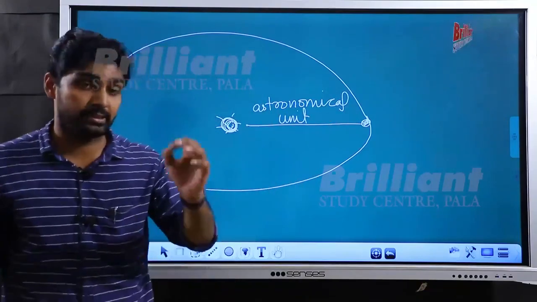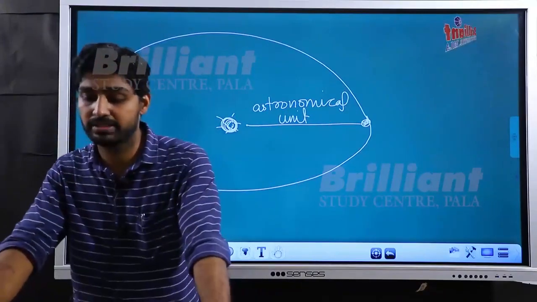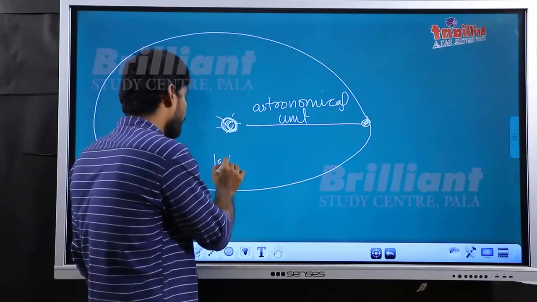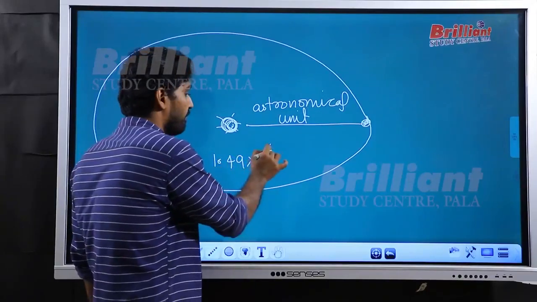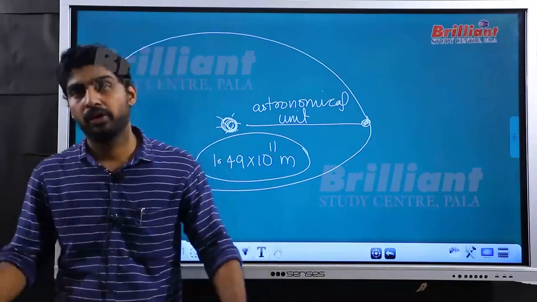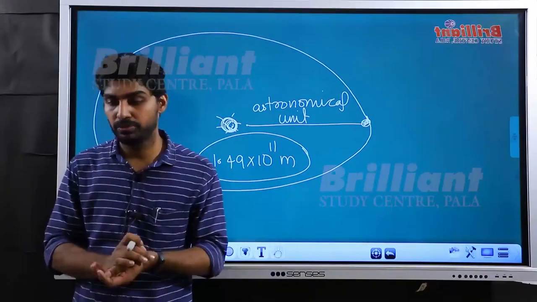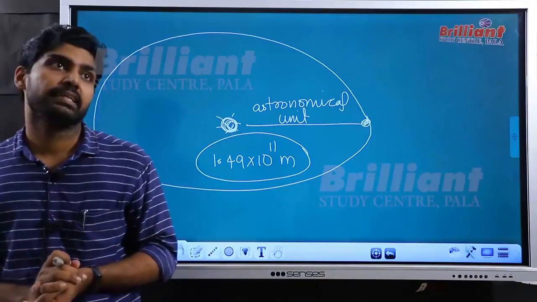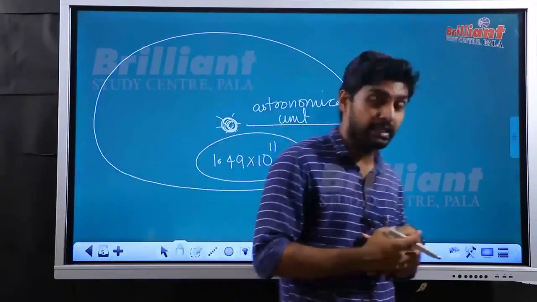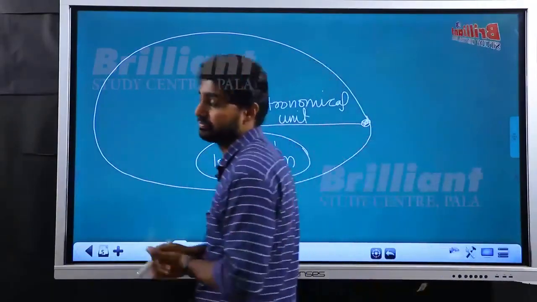The average distance between Sun and Earth is what we call the astronomical unit, and its value is about 1.49 times 10 raised to 11 meters. That is one unit that we use in measuring the distances in the solar system.